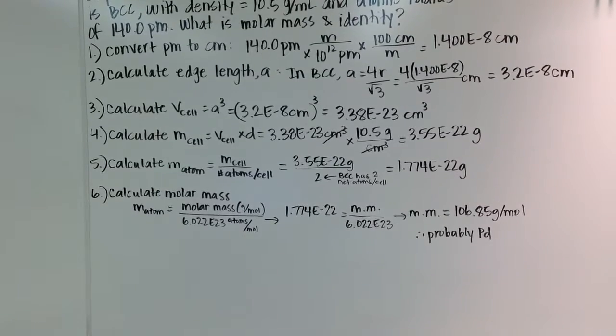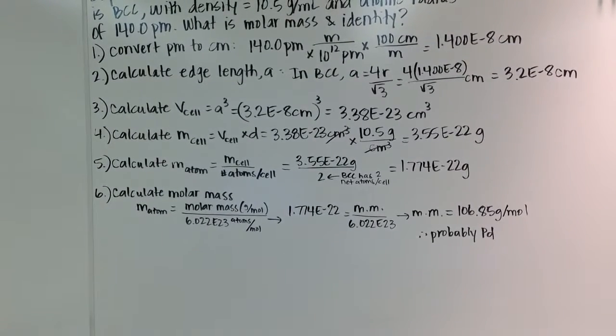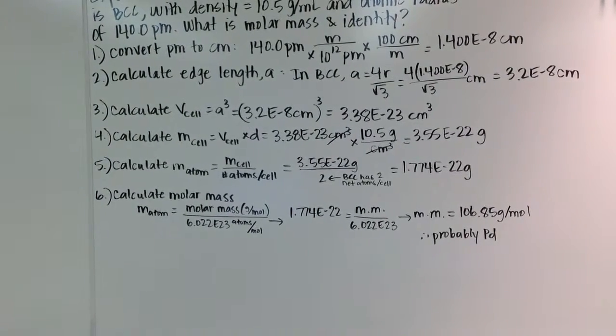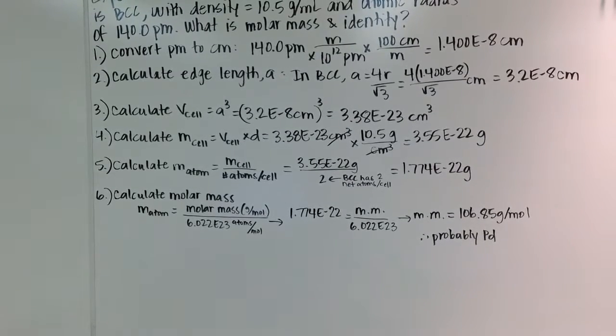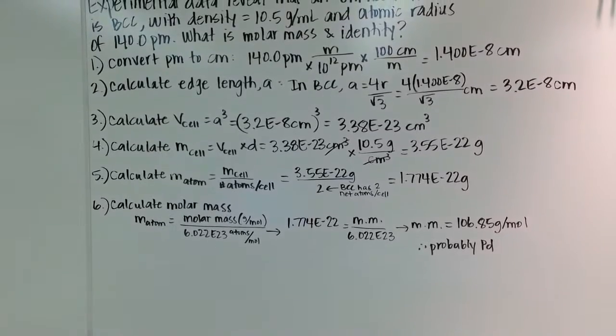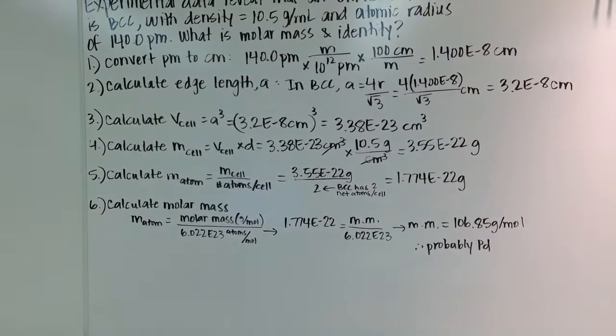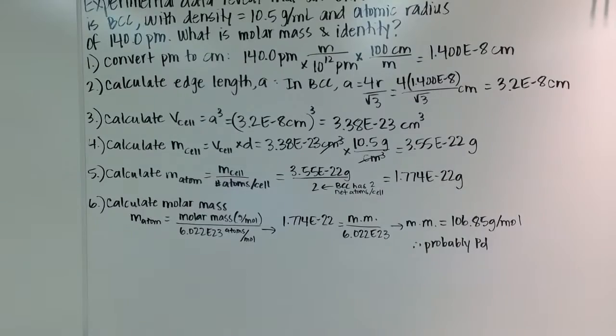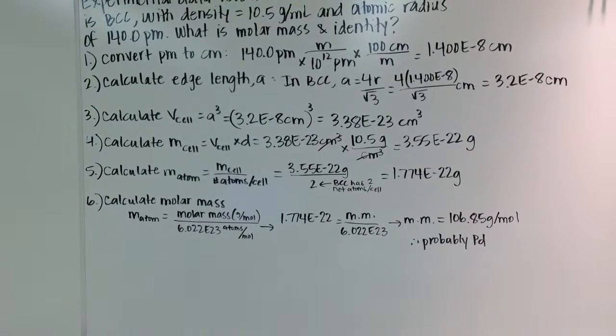We take the mass of the cell that we just calculated and divide it by the number of net atoms in the cell. In body-centered cubic, there are 2 net atoms per cell. This value would be 4 or 1, depending on which other type, simple cubic or face-centered cubic. But this is body-centered cubic, so we take our previous number and divide it by 2.